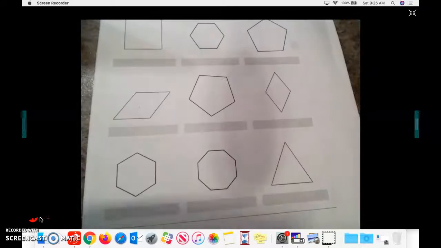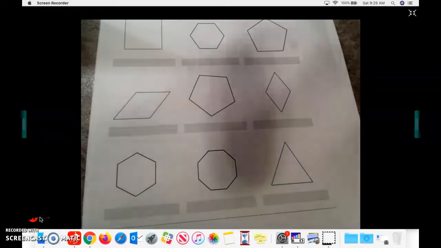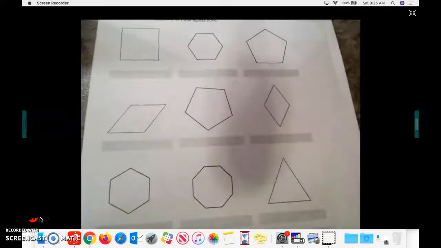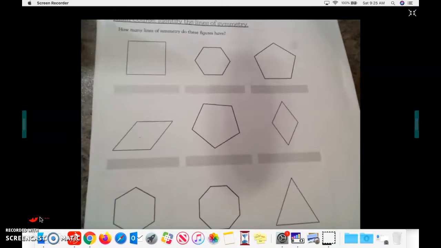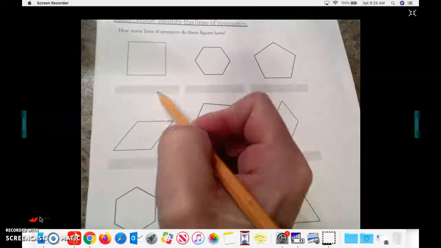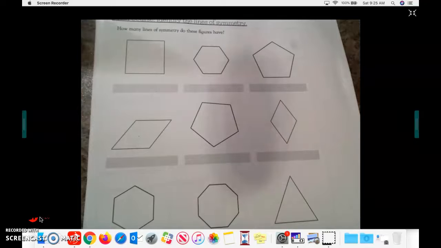Okay? So when you go to work on the main course today, I would draw it out, and in my brain, I would imagine if I were to fold it, what would it match up side to side? Okay? You need to write down here in the gray box under the shape how many lines. So how many times can you fold it and the 2 sides would match up identically.